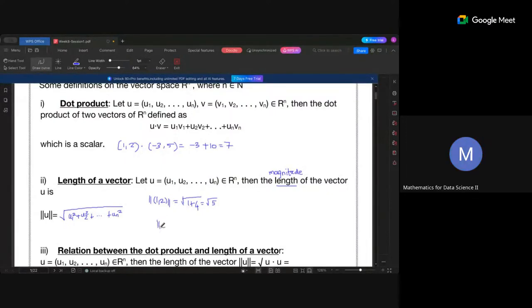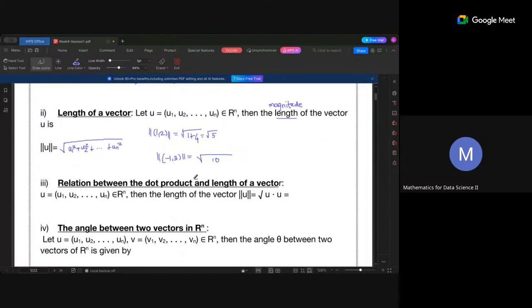Suppose you have a negative term, for example. Now, what is the norm? Nothing is changing. The definition remains the same. Root of 1 square plus 3 square, which is root 10. Now, what is the relation between the dot product and the length of a vector? The square root of u dot u is nothing but the norm of u. Both give you the same answer, u1 square plus u2 square plus and so on up to un square. So this is the relation between the dot product and the length of a vector.